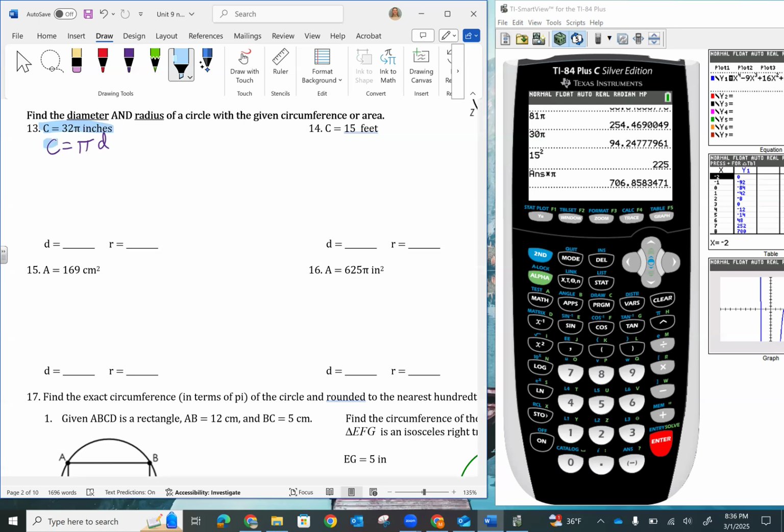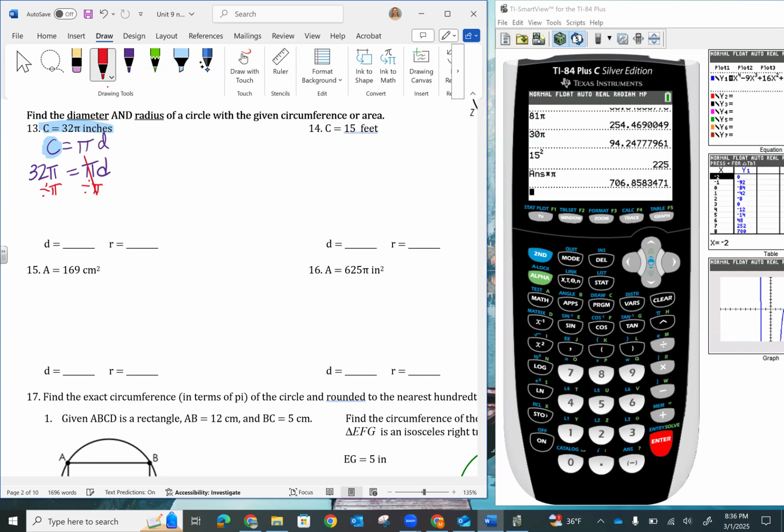So instead of C, we're going to put 32 pi. Take 32 pi and put it in place of the circumference. That equals pi d. And our hope is to find the diameter and the radius. To solve this equation, we're going to divide both sides by pi to get d by itself.